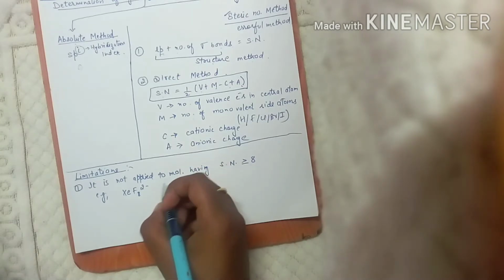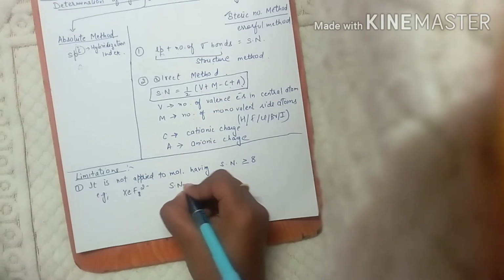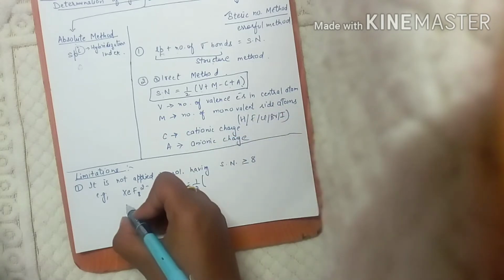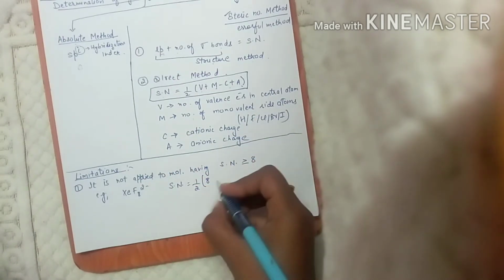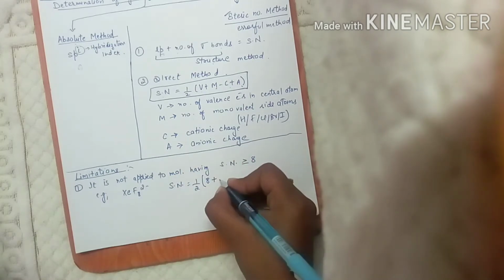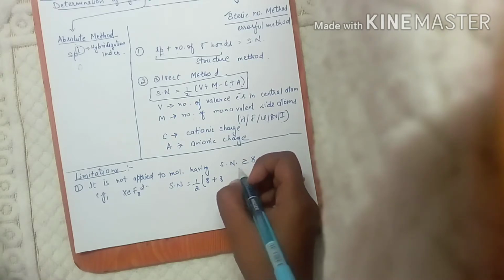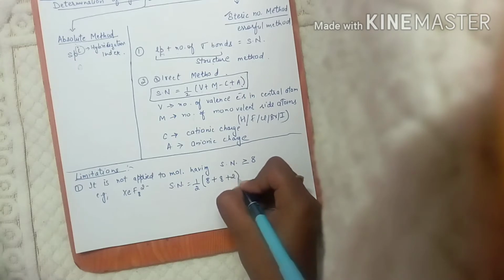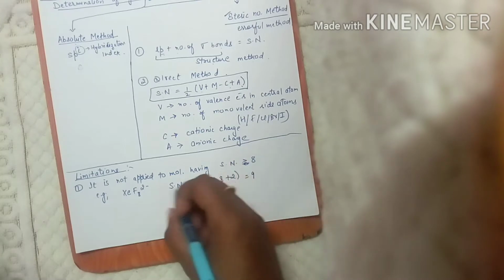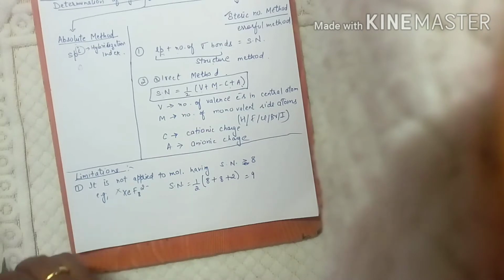we'll try to find the steric number of XeF8 2 negative by the direct method. So the steric number, how do we calculate? Half of V plus M plus charge, where V is the number of valence electrons. Xenon has 8 valence electrons. Number of monovalent atoms: there are 8 fluorine, so 8. There is no cationic charge, but there is anionic charge, so plus 2. It comes out to be 9. So it is not applied to molecules having steric number greater than 8, so it is not applied here.